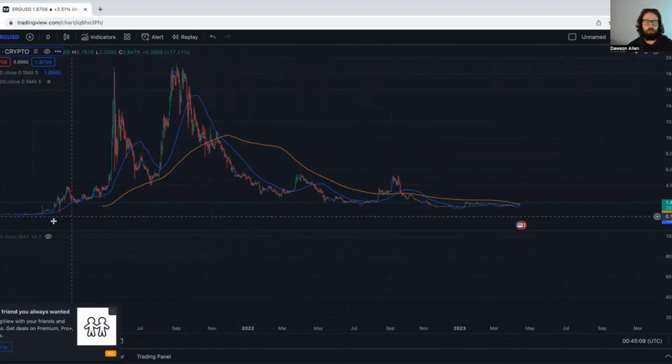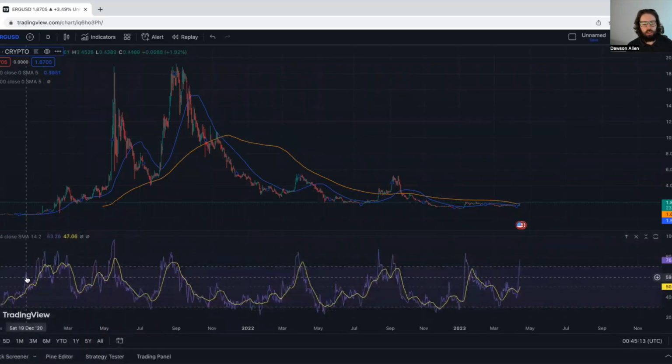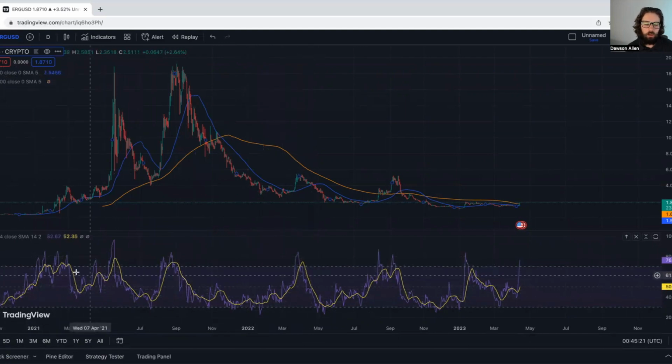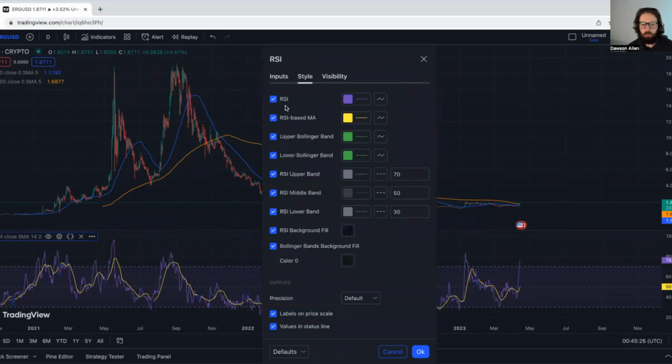So these are our moving averages. Let's bring in the RSI. And you'll see this is our RSI in TradingView. You can pull up the same one and add it to your chart. But the purple is going to be our RSI and the yellow is going to be a moving average of the RSI, okay? You can see right here in a style, it says, RSI is purple. The RSI based moving average is yellow.